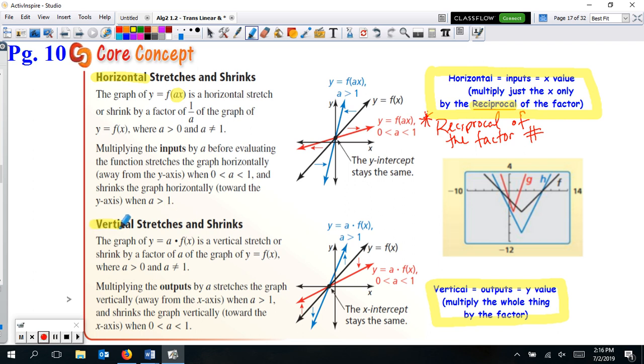Now when it is vertical, it's a little easier, because vertical you're going to do it to the outside of the function. You can see right there, you're multiplying the a, the factor number, by the whole entire function. Whatever that function is, you multiply the whole thing, distributing that a number into the function. This one, you do not do the reciprocal. If it says vertical stretch by a factor of 2, you multiply by 2. If it says vertical shrink by a factor of 1/3, you multiply by 1/3. So for this one, you multiply by exactly what it says. But on horizontal, you multiply by the reciprocal of the number it says.